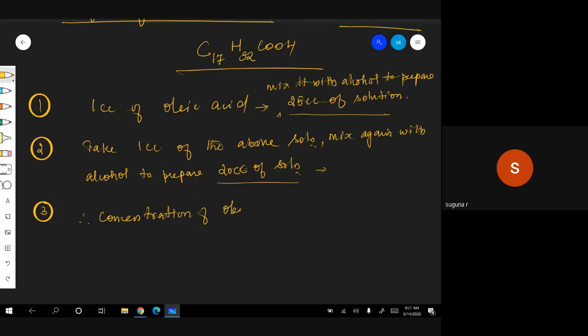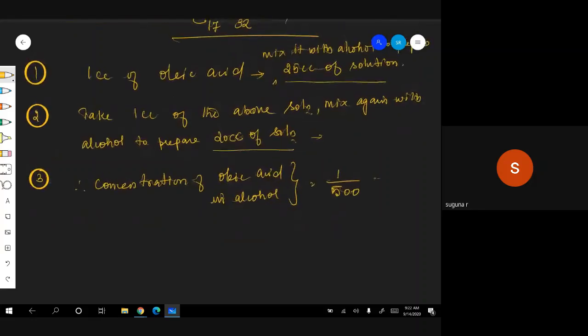Concentration of oleic acid. I think somebody told oleic acid, okay, in alcohol. Maximum alcohol is only there now. Therefore, what is that? It is nothing but 1 by, 25 into 20 is 500. Correct? Are you following? 1 by 500. That is the only concentration. Concentration of oleic acid in alcohol is only 1 by 500 of the solution. Correct? Of the prepared solution.